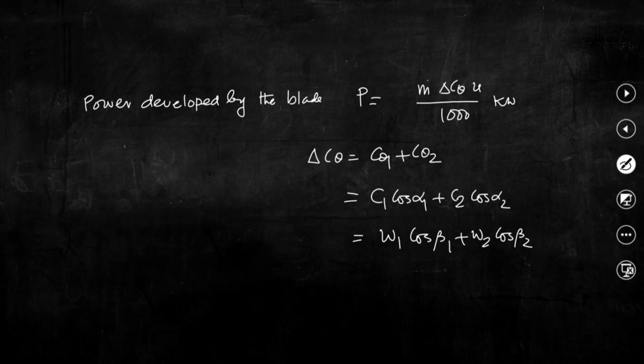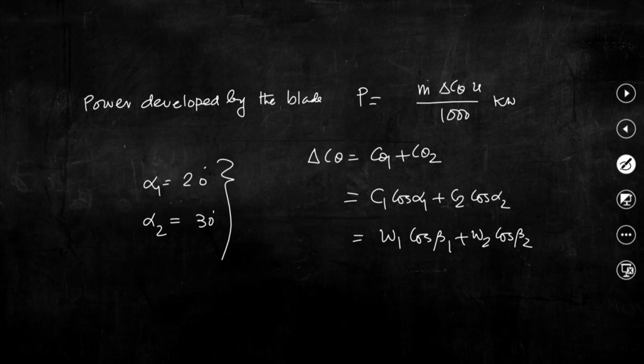Now, we can easily calculate what would be the value, because we know everything. What do we know? We know alpha 1 equal to 20 degree, right. We know alpha 2 equal to 30 degree. So, if we can calculate C1 or C2, then we can easily calculate delta C theta. How can we calculate C1 and C2, or C1 and W1? So, we can easily calculate.